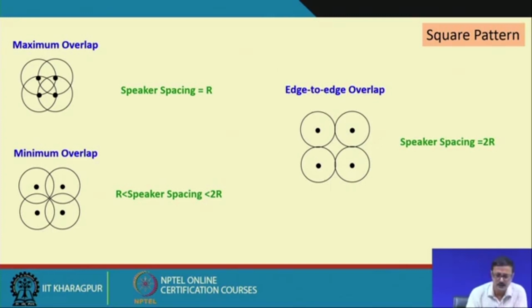So, in the maximum case, in this area there is a possibility of a hotspot, and the speaker spacing is equal to r. R is the radius of this coverage at the listener level. Here in the edge to edge, there is a potential area which is not taken into account or not considered at all, which definitely gives a cold spot or a drop of sound level, and the distance from speaker to speaker is r plus r equal to 2r. In case of a minimum overlap, this distance is in between r and 2r, something like 1.5r or 1.75r.